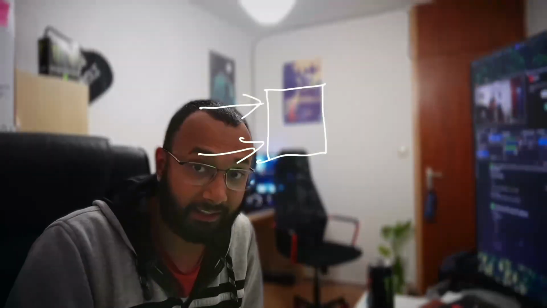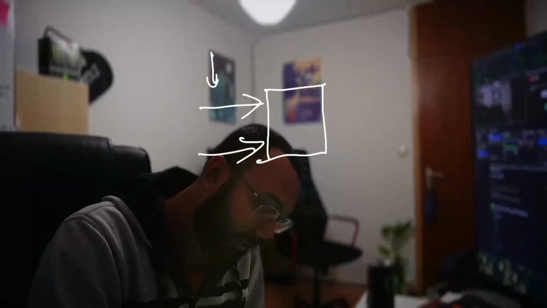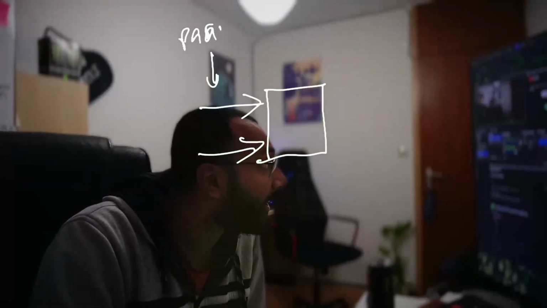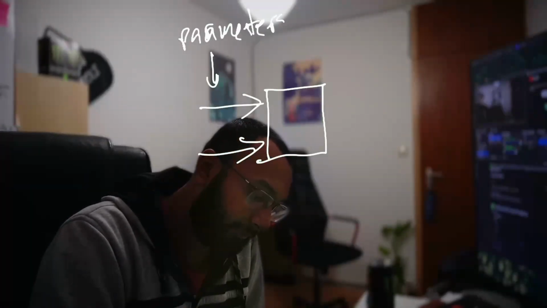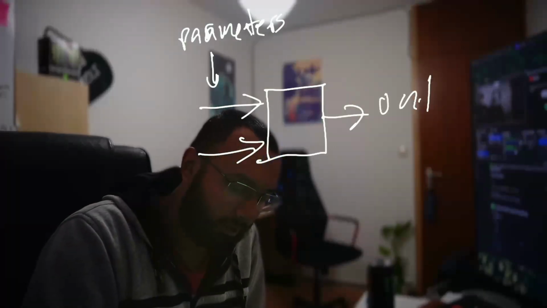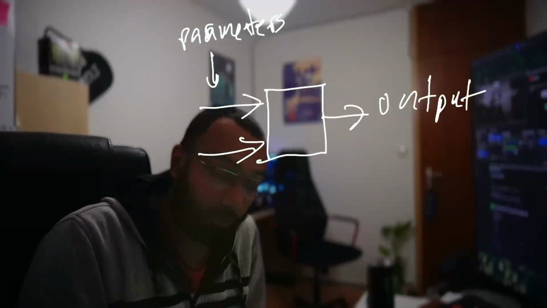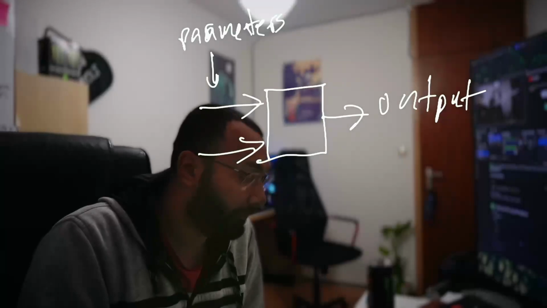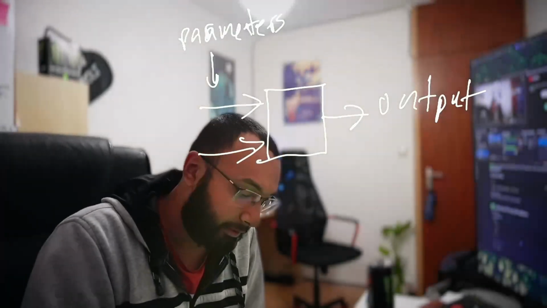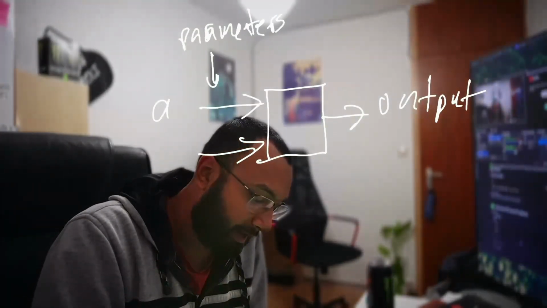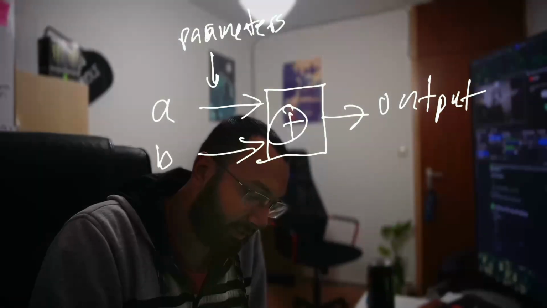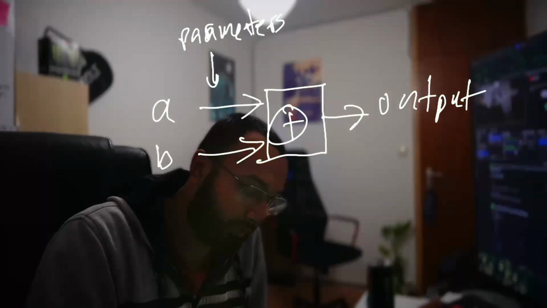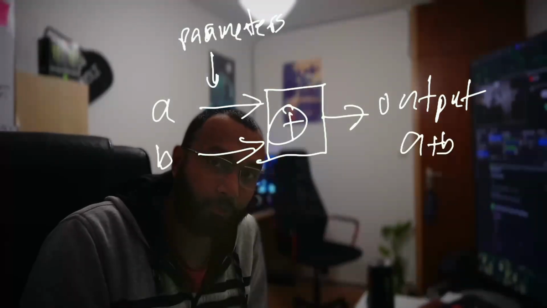In mathematics, you learn about what functions are, but normally it's just a box, and then you give it two things or three things or any number of these, which are called parameters, and then the function normally has an output. So the most basic function that I can think of is addition of two numbers. For example, we have number a and number b, and then this is the addition function, and then the output is a plus b. This is the most basic type of function.